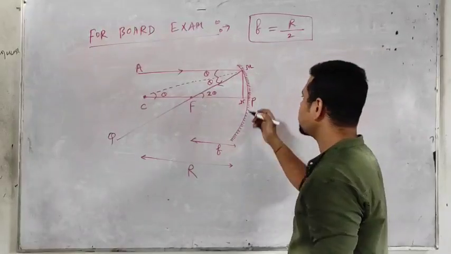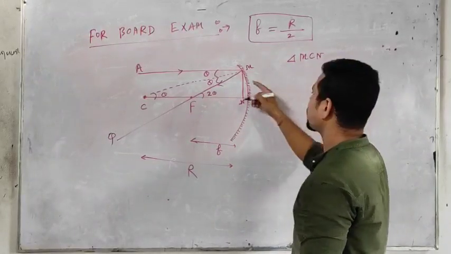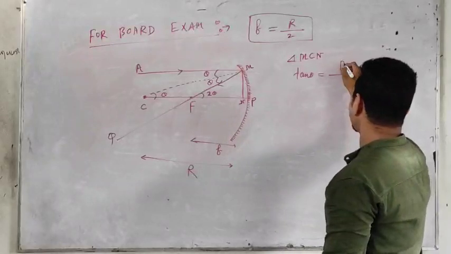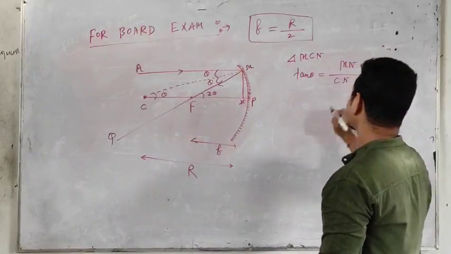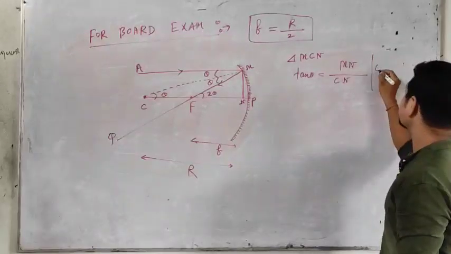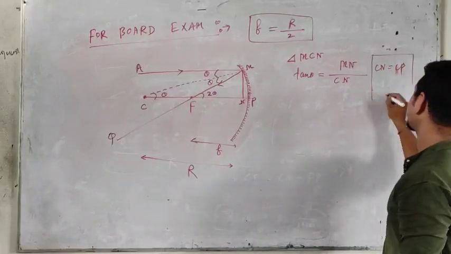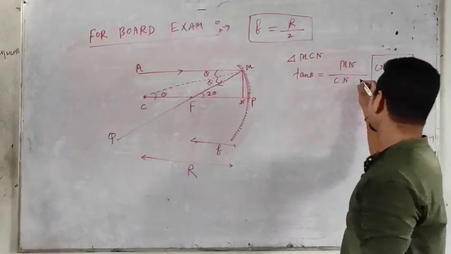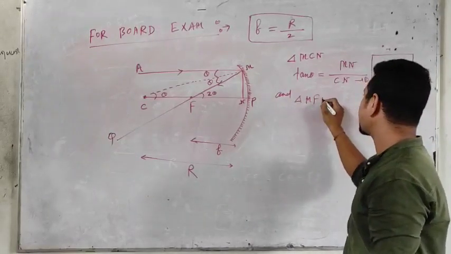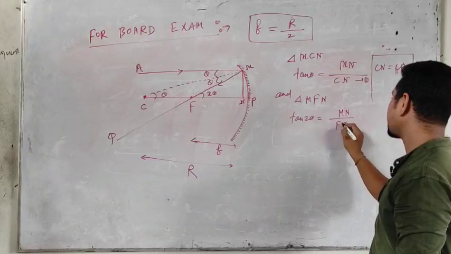So let's see from the triangle MCN, what is the value of tan theta? It will be your MN upon CN. Okay, I told you earlier that N is closer to the point P, that means we can write CN as CP or PC. So this one is your equation number one, and from the triangle MFN, you will have tan twice theta is equal to MN upon FN, right?